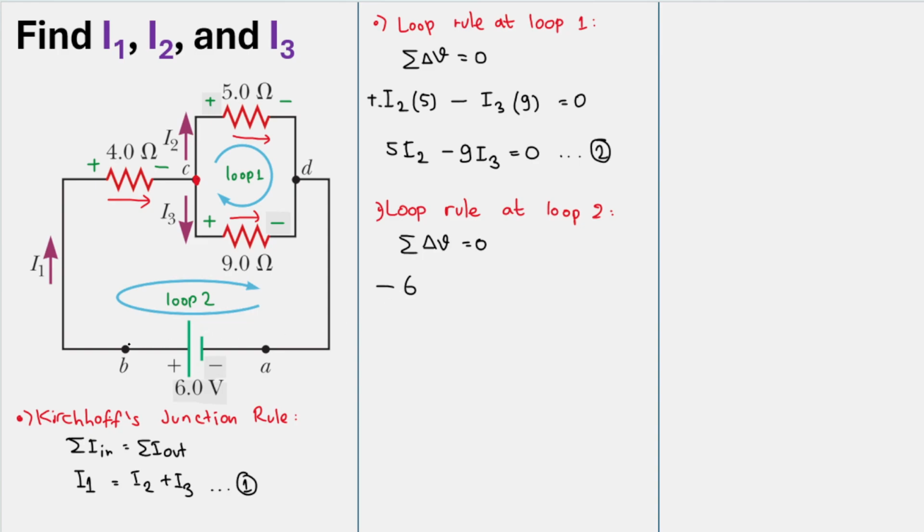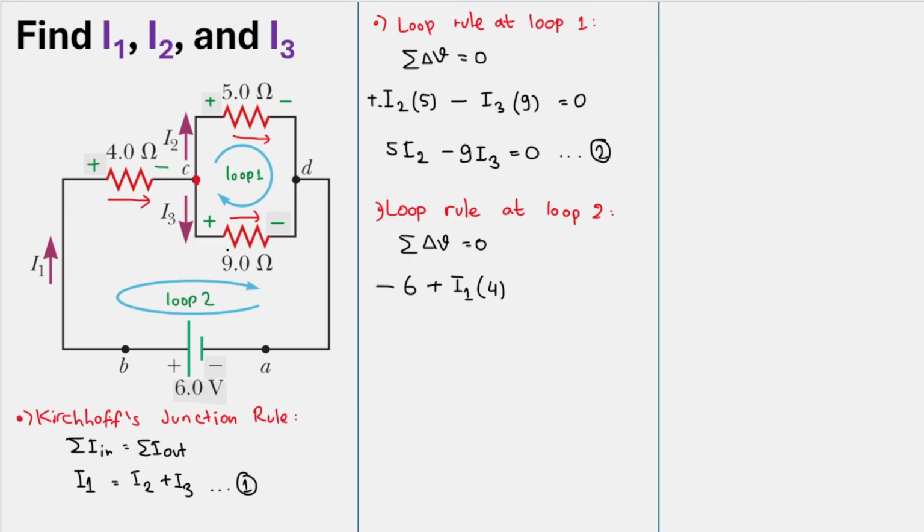Good. Okay, now let's move on to this, and the loop is entering from the positive side. So again, I will have a plus sign here. So I will have plus, and then remember the voltage is current times resistance. The current is I1. And then what is the resistance? 4 ohm. So I will have 4 here.